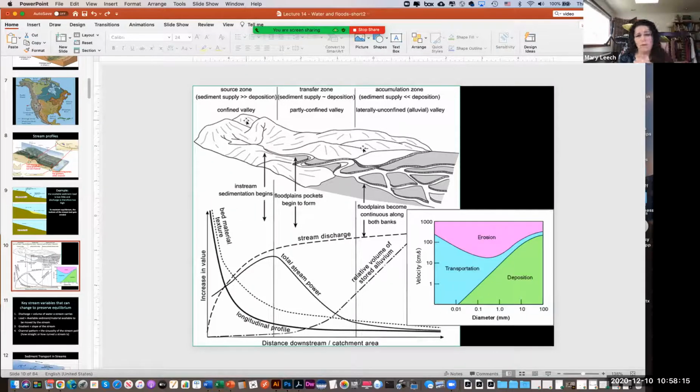You could probably work this out logically, just looking at a diagram like this, right? You could figure out there's less water here, more water there, less sediment here, more sediment there, steeper gradient here, lower gradient there. What else? Lower discharge here. I said that, higher discharge. I think I said all those things.